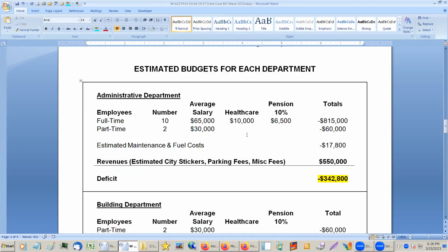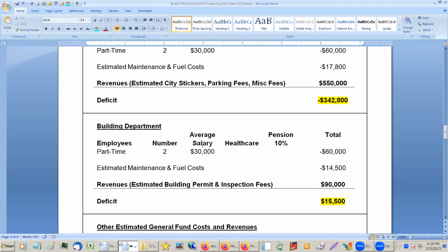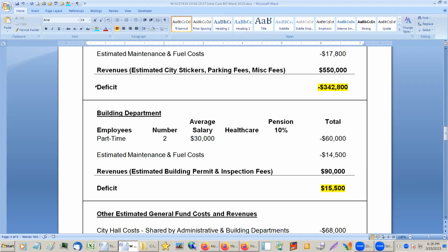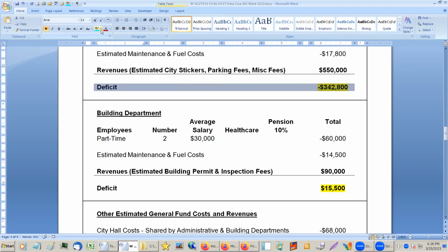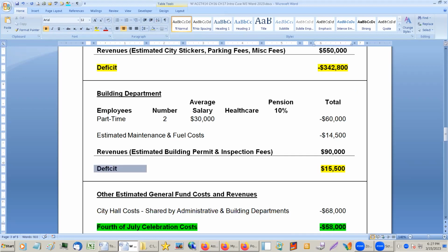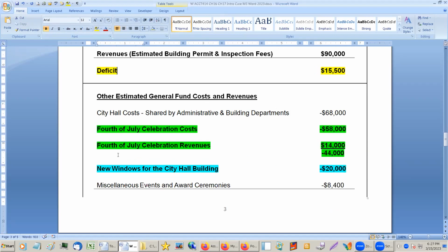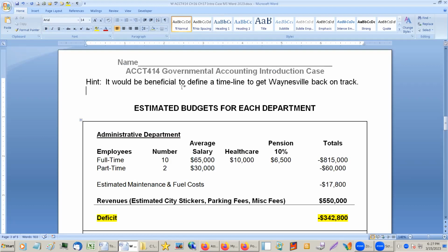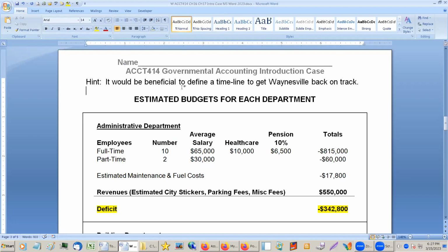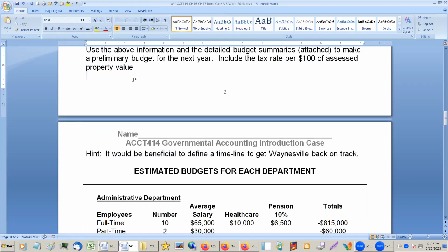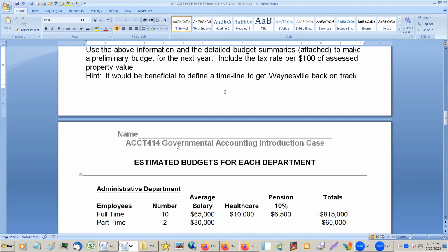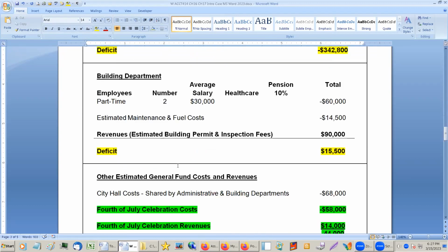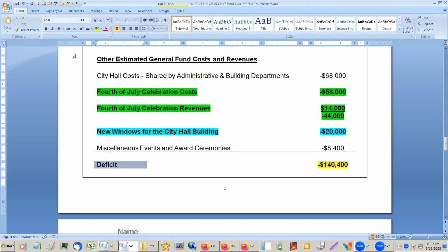One of the things is getting an idea of where we're at. We have these deficits. This one says deficit, but is actually not. And they get a timeline to get the town back on track. You guys, I think, are already there. So, okay, we have these deficits.